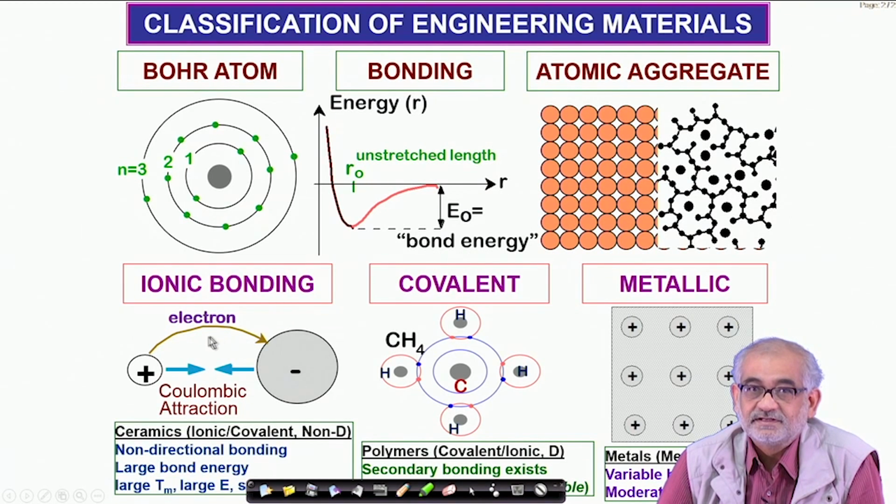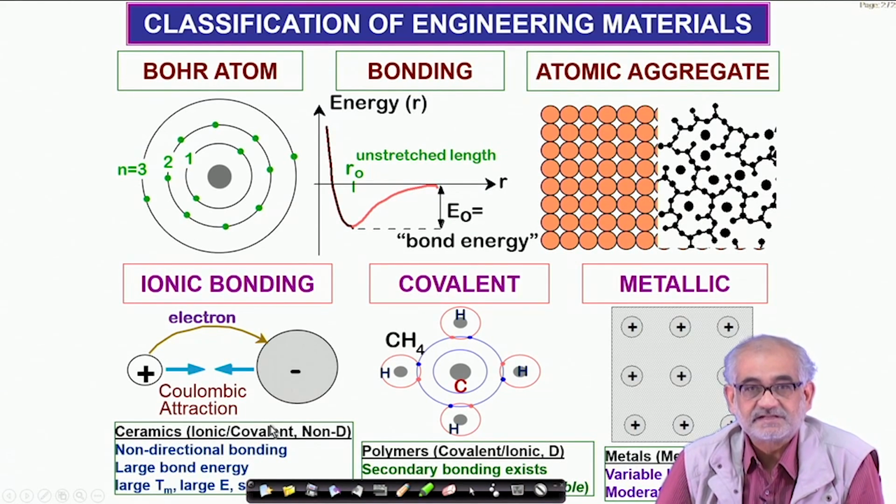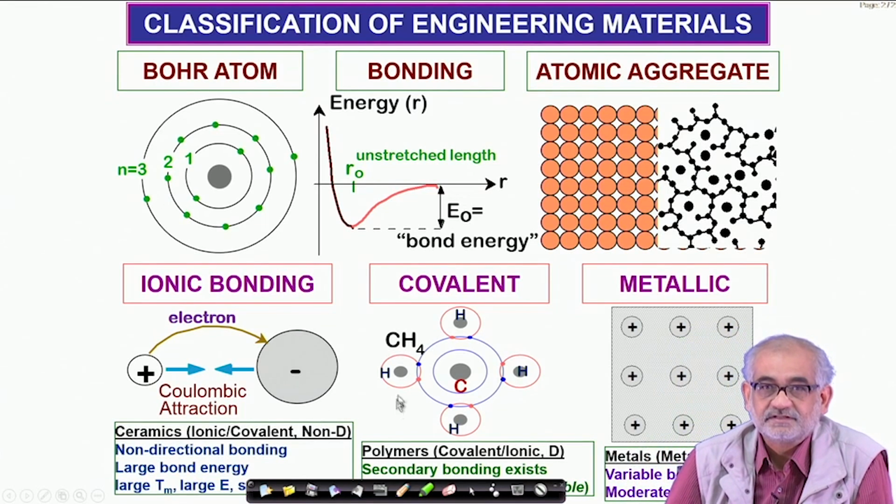One is when the electrons are transferred from one species to the next. So the cation donates an electron to the anion, and in turn, what we have is called ionic bonding. And these ionic bonds are characterized by non-directionality, fairly large bond energy, as a result of which you have large melting temperature, large elastic modulus, and very small coefficient of thermal expansion.